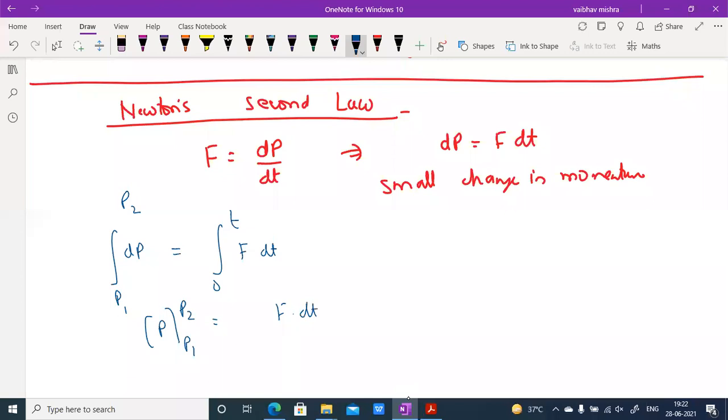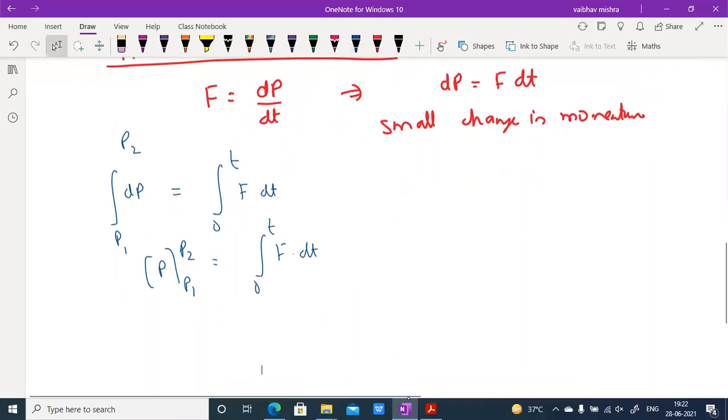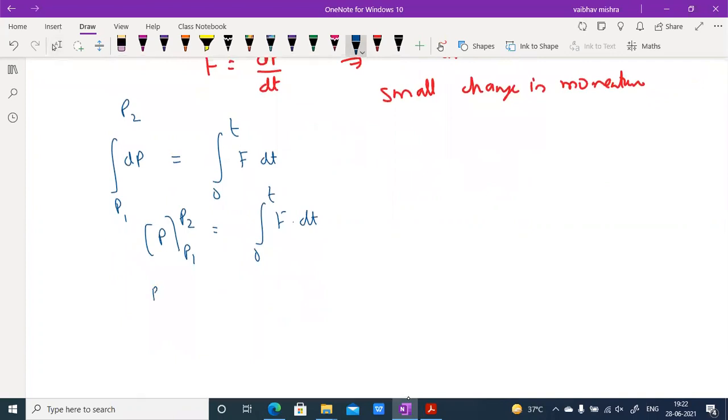So how do we apply the limits? First we integrate normally. After integration, whatever function comes, we take the value at the upper limit minus the value at the lower limit. That will be the integration. So that's how we have to find the integration function.